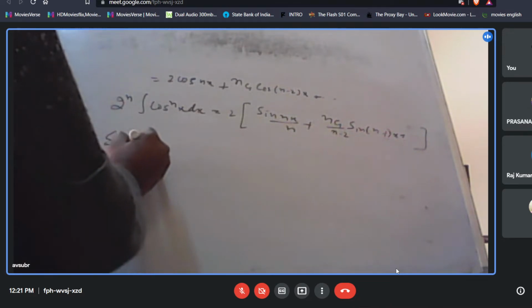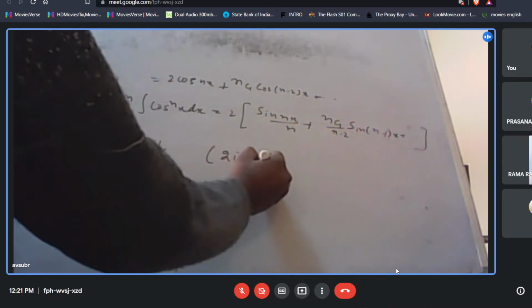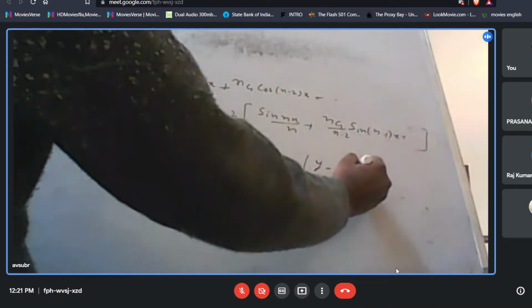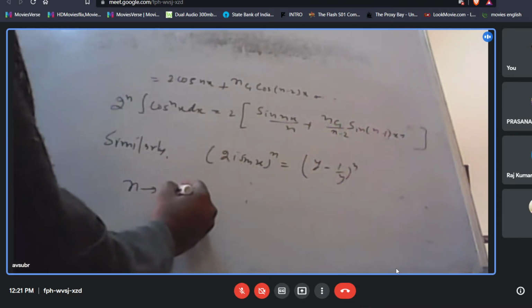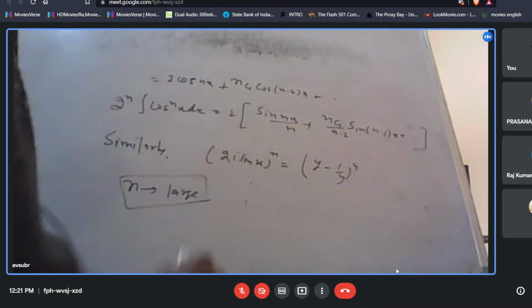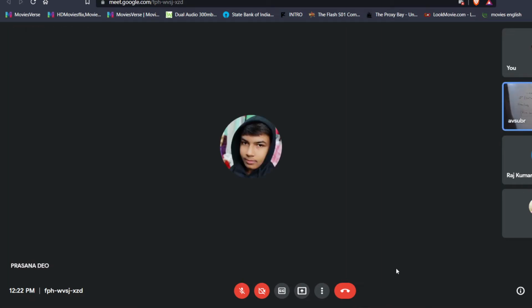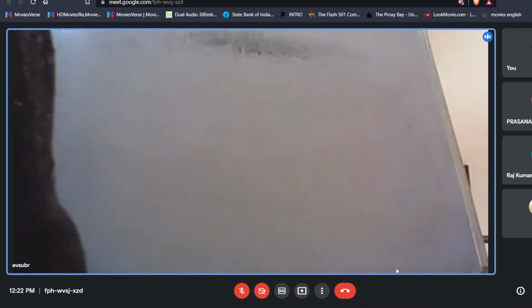Similarly, one can write 2i sin x to the power n as (z minus 1 by z) to the power n, and we can solve. So when n is large, we can use this kind of formula to find the values. I hope it is clear. Yes, sir. All right, so this is what we got.